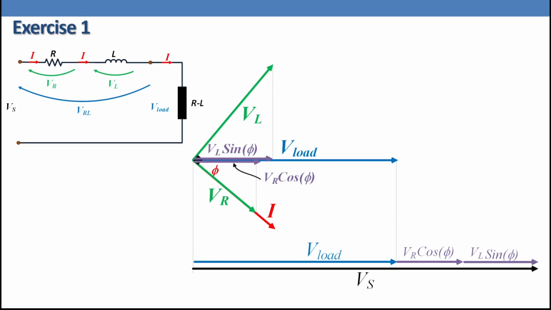We are going to add them in magnitude. If we would like to add them as a phasor, we will see that in the further slides. But in magnitude, we make a projection for VR and VL in the same direction as V load, and we add them together. So V load in magnitude plus VR cosine phi plus VL sine phi is going to give us V supply.